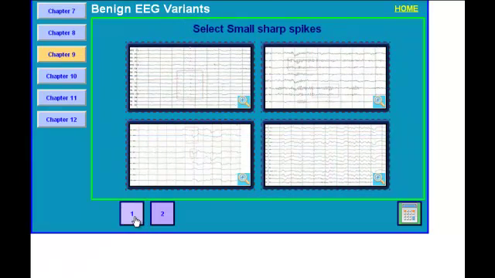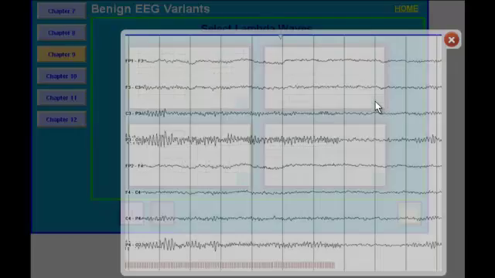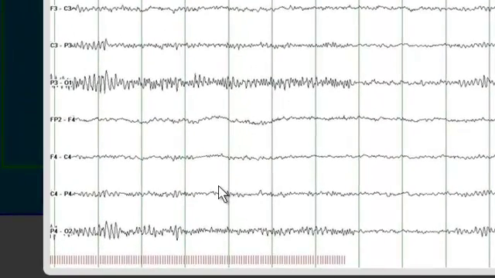I want to show you one more thing on the previous slide, so let's go back there. The question has changed: select lambda waves, which we already discussed, so this was the lambda waves. When you see something like this, this is not even a benign variant, this is an activation procedure. What you see here, these red marks, indicates that the patient is being stimulated with strobe lights. During photic stimulation, you see a frequency in the occipital head region that matches the frequency of the stimulation.